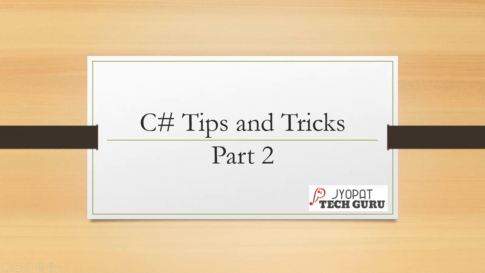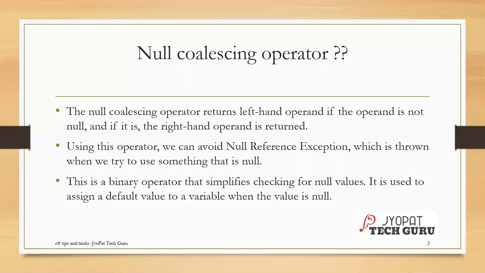Today in this session, we are going to discuss some more tips and tricks regarding C#. So the first one is the null coalescing operator, double question mark. The null coalescing operator returns the left-hand operand if the operand is not null, and if it is, the right-hand operand is returned.